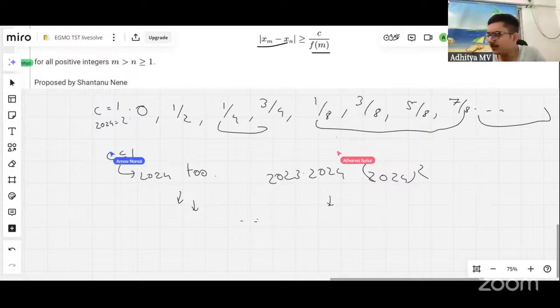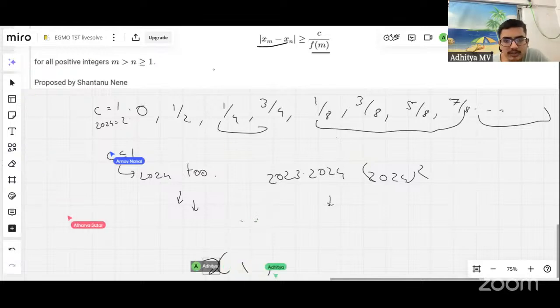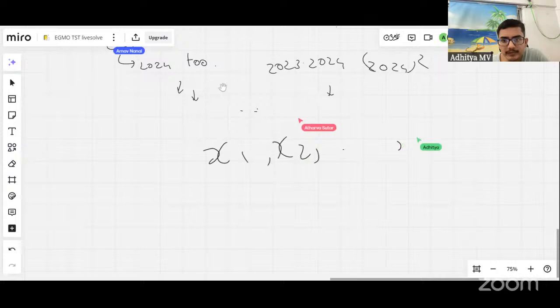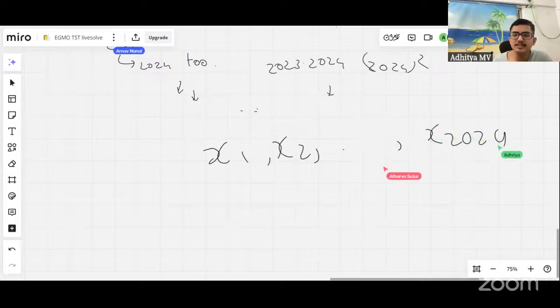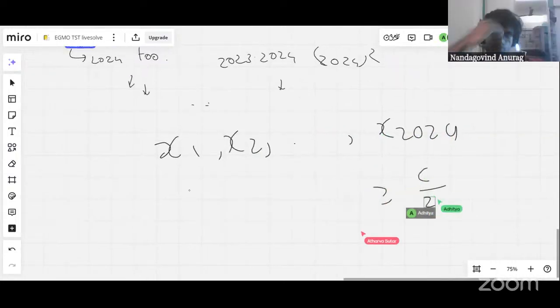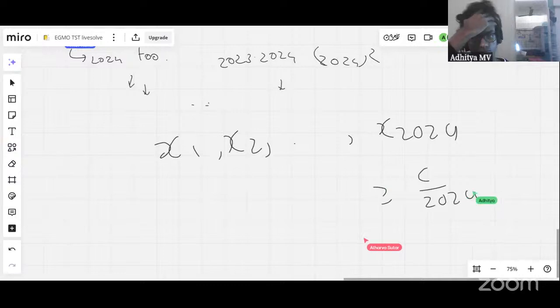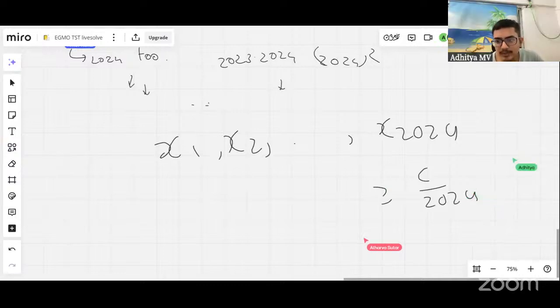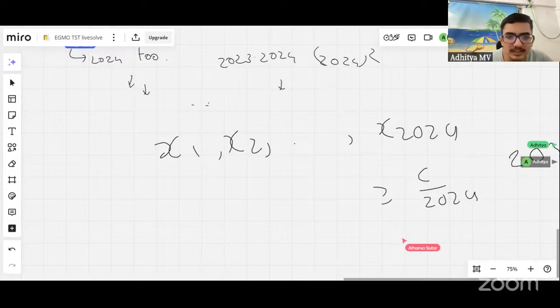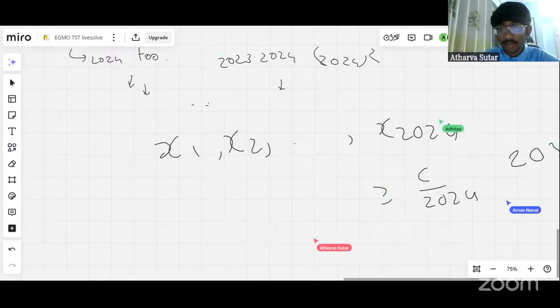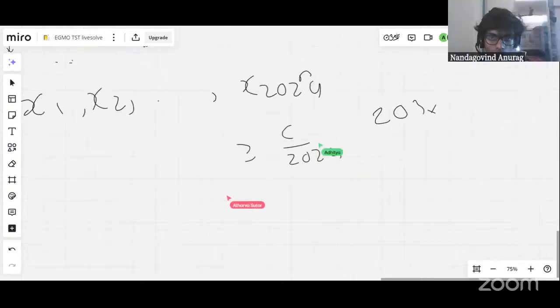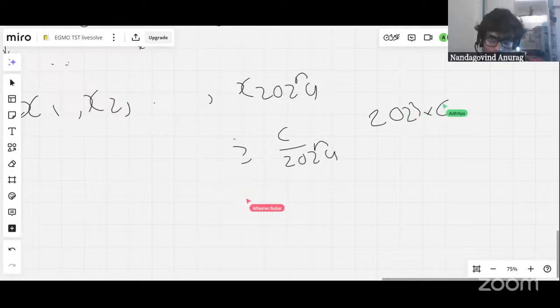Okay, wait, what if you look at these numbers x1, x2, all the way till x 2024? Any two of them have to be at least c by 2024 away. So the total gap between them has to be at least 2023 times c by 2024.